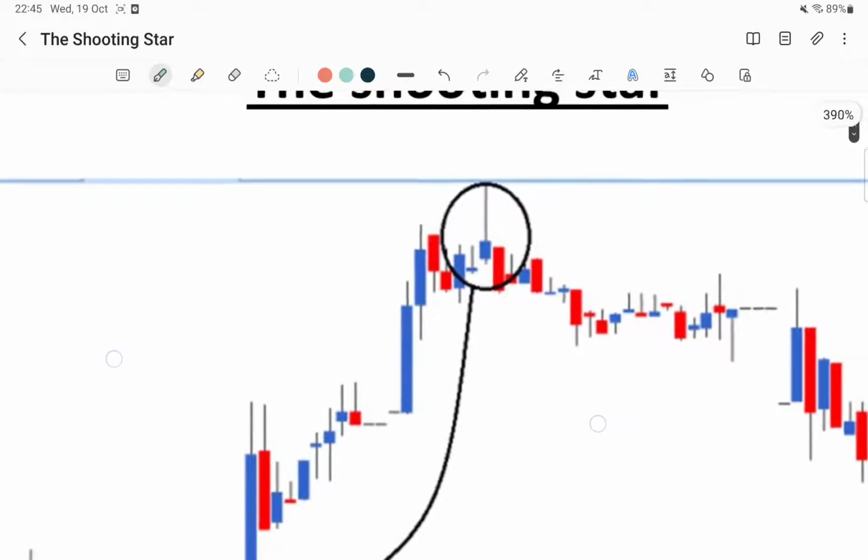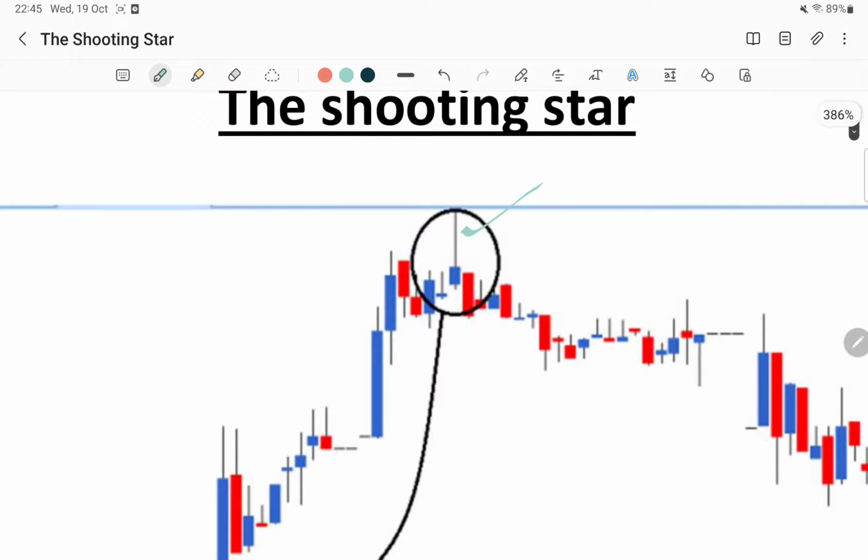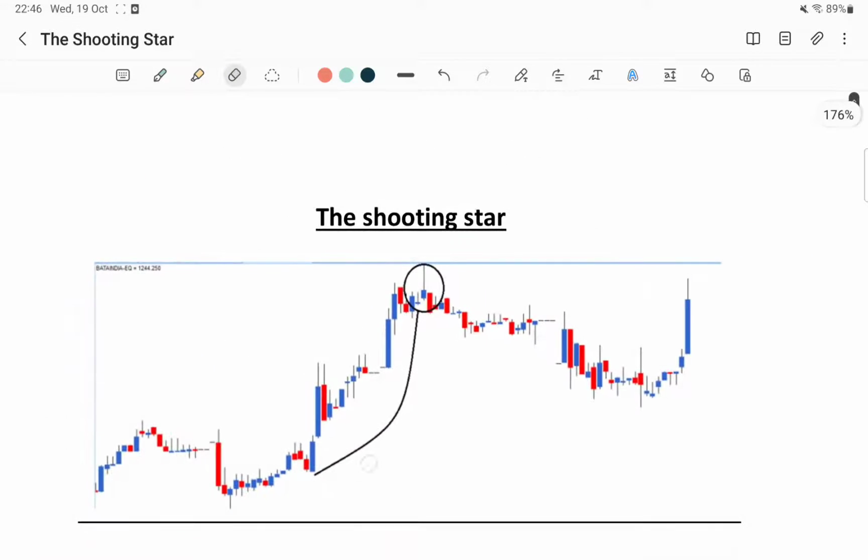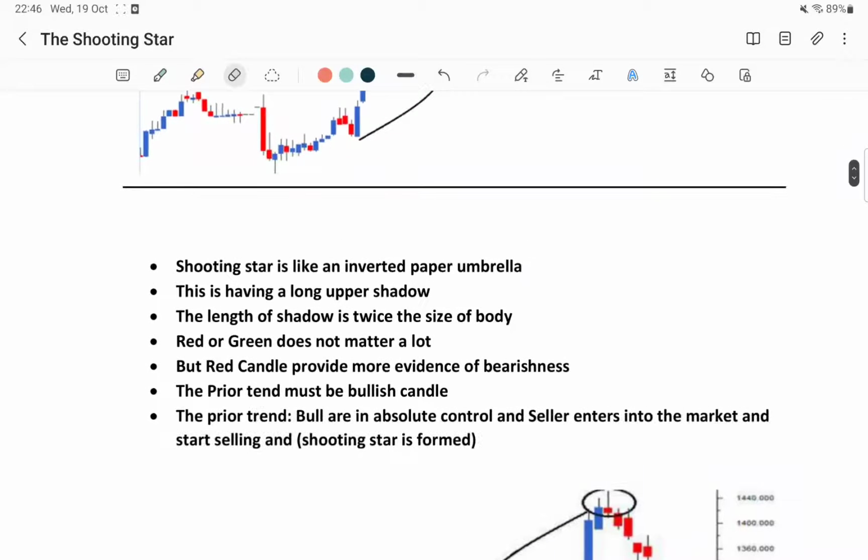If you see this particular candlestick pattern, there is a body size, the body you can see here, and the upper shadow that you are seeing is 2 times the size of the body. Okay, so this is called a shooting star. So let's understand what is the meaning of shooting star. So shooting star is like an inverted paper umbrella candlestick pattern.